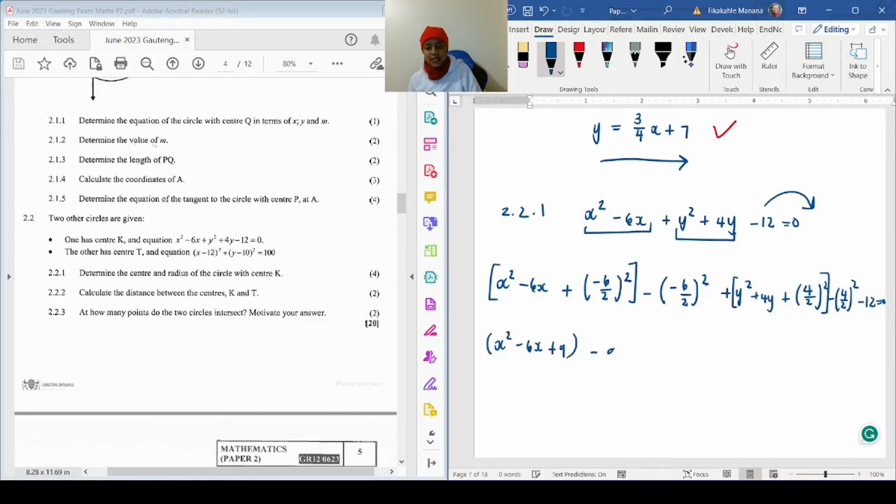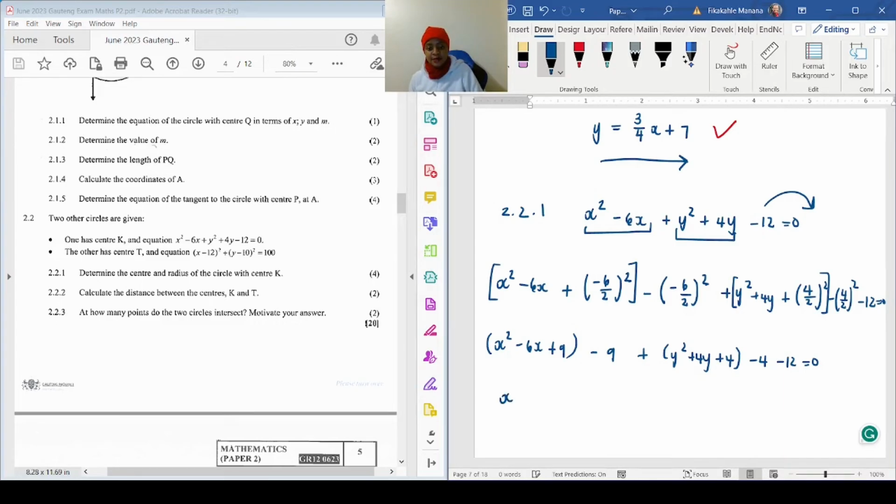So I'm subtracting 9. And I'm going to say y squared plus 4y plus 2 squared, that's going to be 4. And I'm subtracting 4 and I'm subtracting 12, making it equal to 0. So I'm going to take all the constants to the right hand side of the equation.